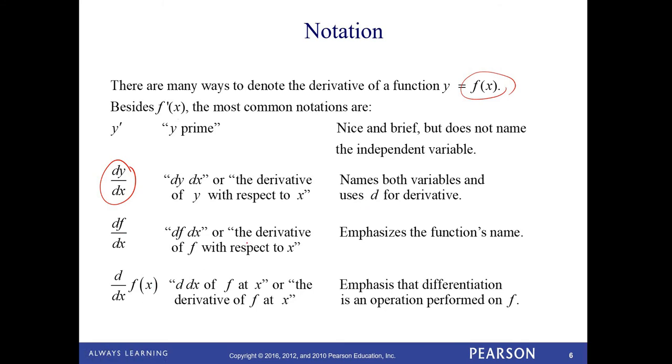df dx, or the derivative of f with respect to x. This emphasizes the function's name. We will rarely use this. And then d dx of f of x. That means we're taking the derivative with respect to x of this function. So the ones we will use most often will be f prime of x, y prime, dy dx. We will use this once in a while. We will rarely use the other one, but put them all into your notes.